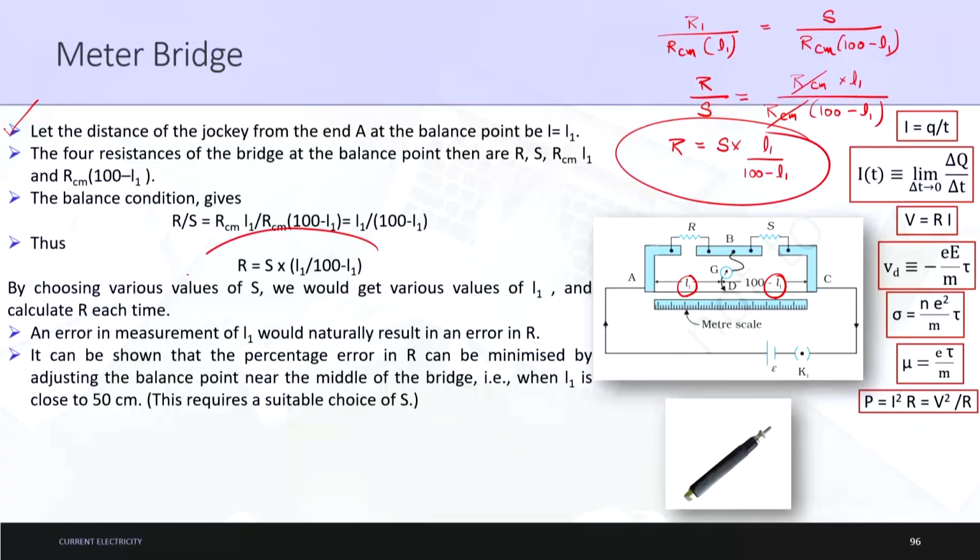no error. Let us suppose we take the value of S as 100 ohms and the unknown resistance range is 10 to the power 4 ohms, then the value of L1 will come very small or very large, and that may give error results. That is why it is said that to get good results, L1 should be approximately equal to 50 centimeters only. So, this is the end of the meter bridge. Finally, what we got is the equation R is equal to S into L1 upon 100 minus L1. So, let me stop it here only.